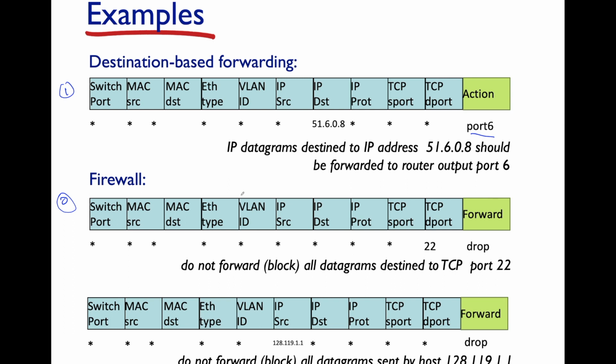section. So here, this last example, it says, do not forward datagrams, block them, that are sent by a particular host. So this person is not welcome. So here you have a source IP address, 128.119.1.1, and the action, when that source address is matched, the action is to drop those packets. Don't allow certain hosts to send.